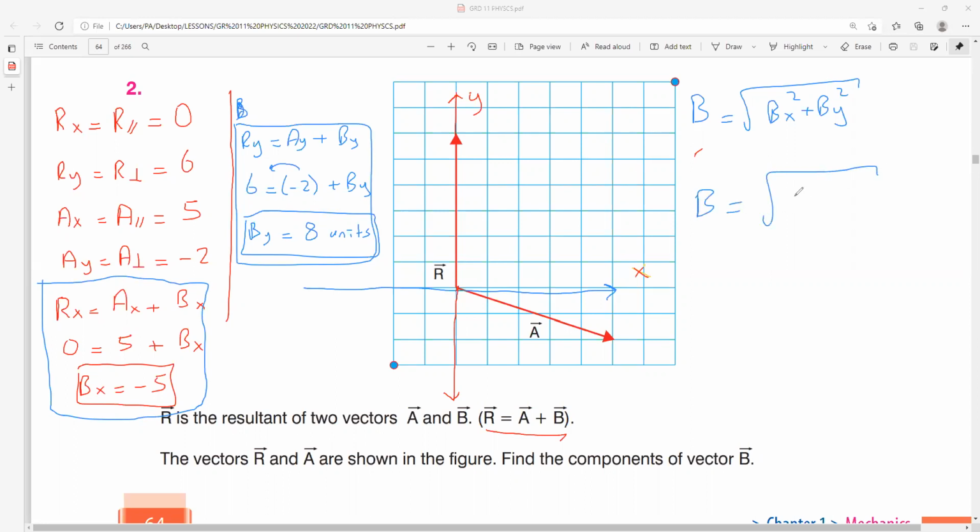Square root, what we have, BX is negative 5 squared plus 8 squared, and then you are getting B. We are calculating finally 25 plus 64, and then when you calculate, you are getting it in units. Can you please calculate for me? And then direction. How are we going to get the direction of B? Just use X and Y axis one more time, and then you are going to get it. Answer 9.43. Thank you very much.